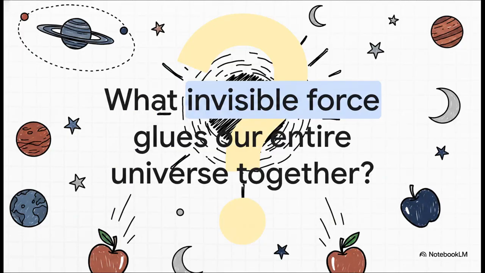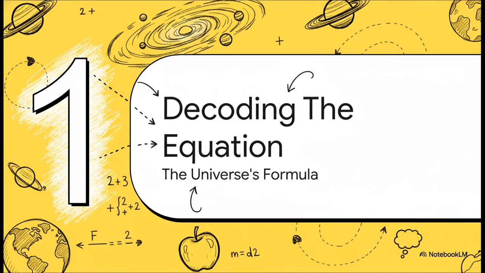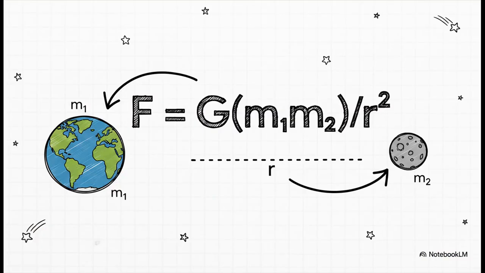So today, we're going to decode its secrets, starting with the OG, the guy who wrote the rulebook, Sir Isaac Newton. Okay, so where do we even begin with something so massive? Well, we start with a formula, the master equation that kind of describes it all. Now, I know, equations can look a little intimidating, but trust me, this one is beautiful. It tells a really simple but incredibly powerful story about the pull between any two things in the entire universe.